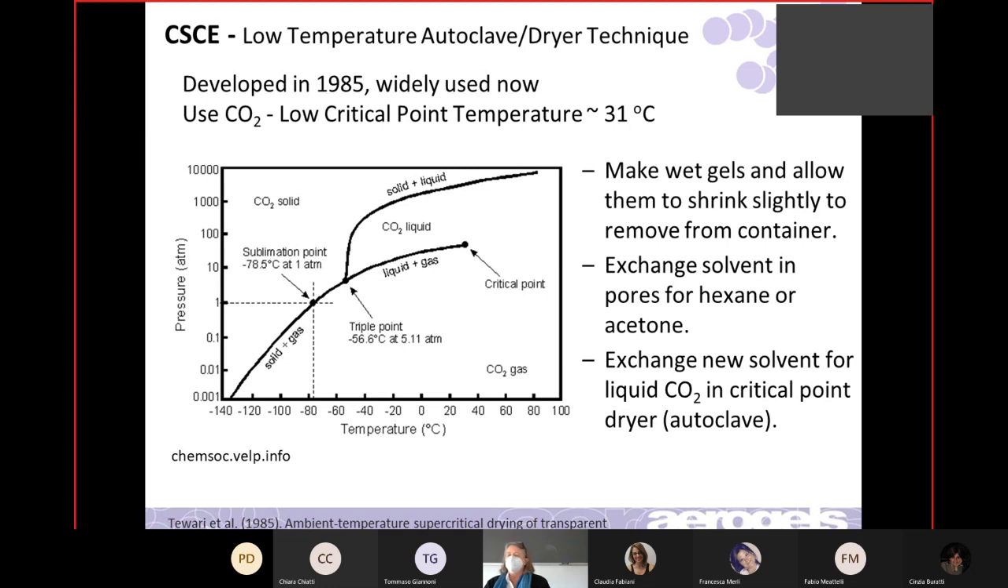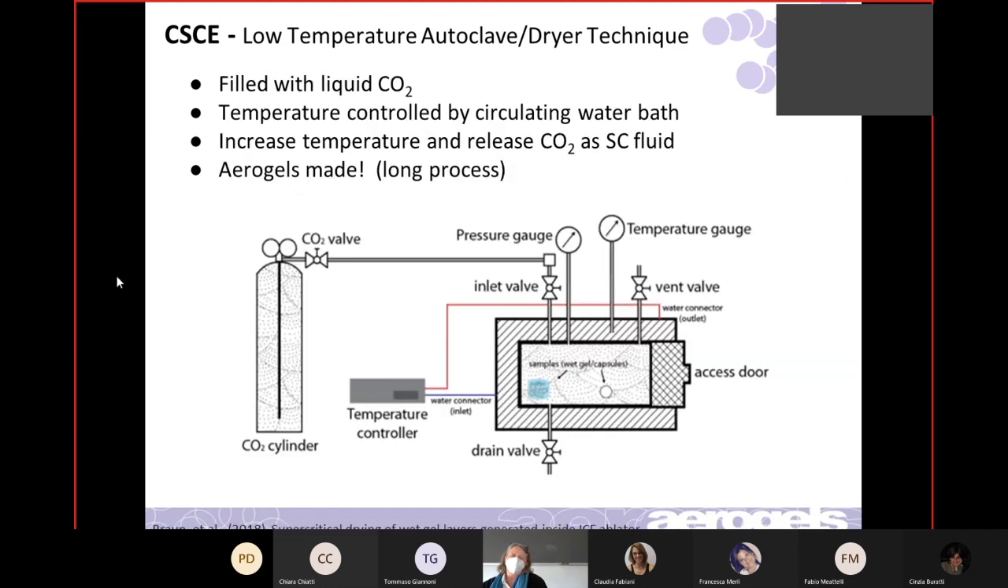And I think I have this picture of some work that people have done. So here is the inside of my pressure vessel. This is a metal, thick-walled vessel that can take very large pressures inside. And you put your sample, the wet gel capsule, in there after they've soaked it in hexane or acetone or something. You put the sample in, and then you fill this up with carbon dioxide.